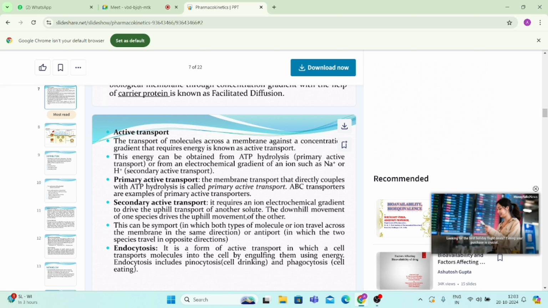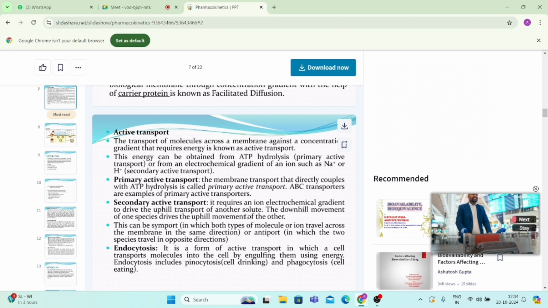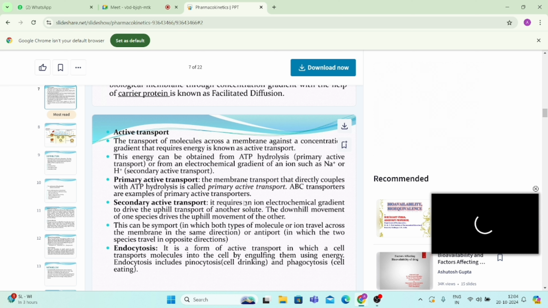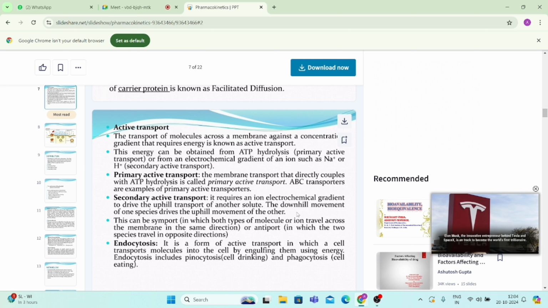Primary active transport is where the transport is going to combine with ATP hydrolysis. What do you mean by ATP hydrolysis here? The ATP will be available. And coming to the examples for primary transport, we have ABC transporters. You have to remember these examples. The example for primary active transporter is ABC transporters.